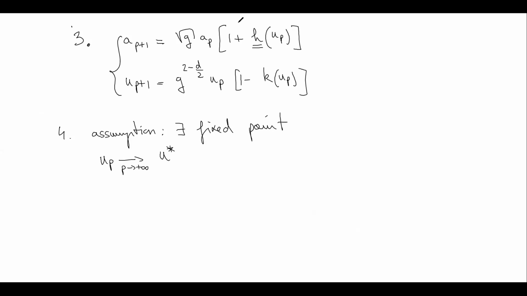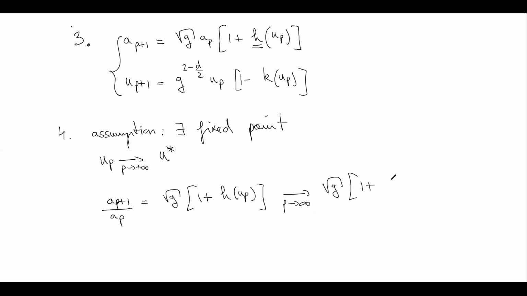So now you can use the iterative relation and write that AP plus 1 over AP, using the first one, which is always equal to J1 plus H evaluated at UP, when P tends to infinity, should tend to a constant as well, because now UP is fixed to U star. And so it's a constant, and we call that mu. So the coupling constant tends to a constant. The ratio between the size at the P plus 1 level and at the P level tends to a constant.